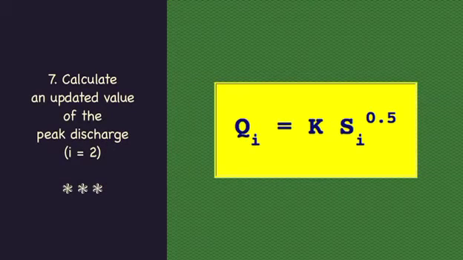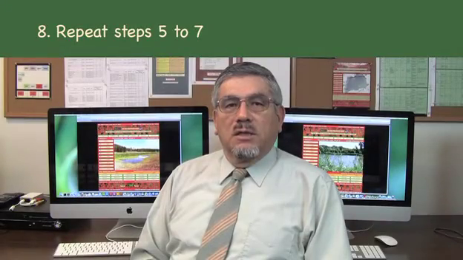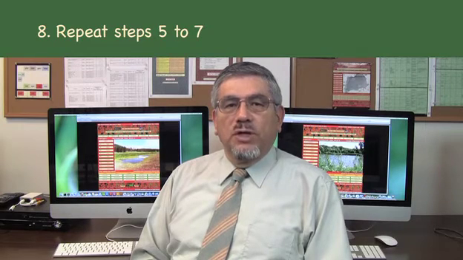7. Calculate an updated value of the peak discharge. 8. Repeat steps 5 to 7 until the new discharge is close enough to the old discharge. This is usually accomplished within 3 to 5 iterations.